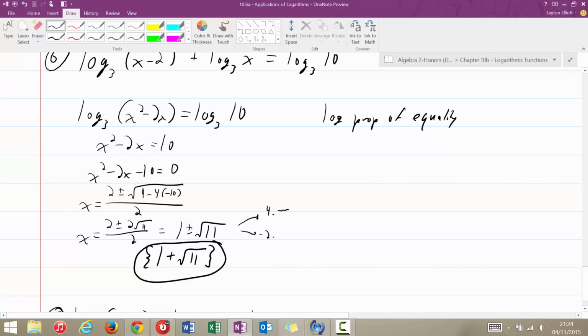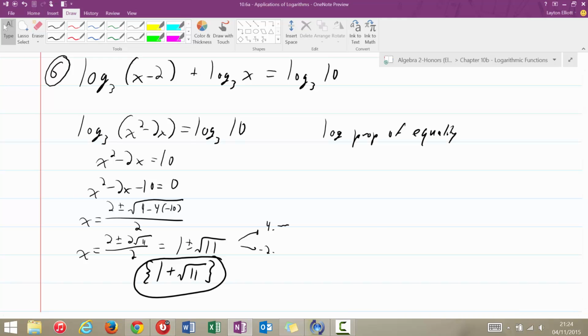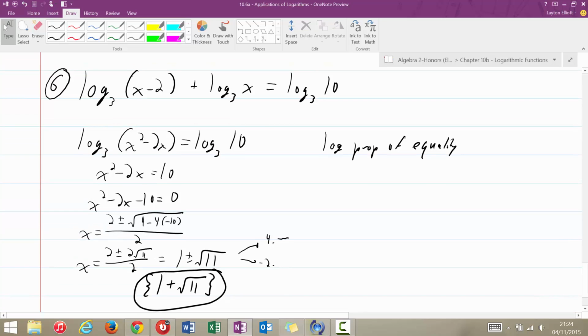Don't always assume it's going to be the plus one. I could easily turn this around and make this 2 minus x and just start to throw the whole thing off. So you've got to plug them back in.